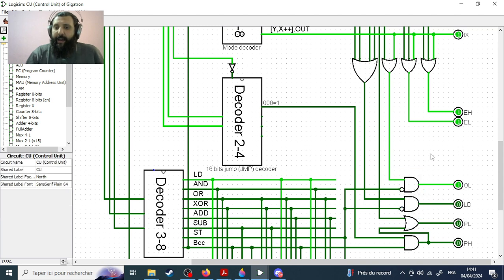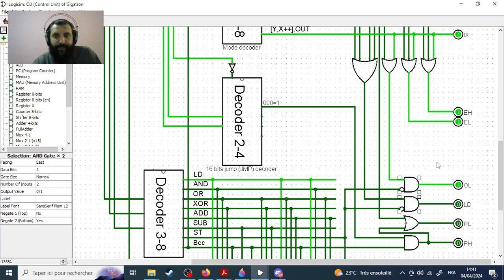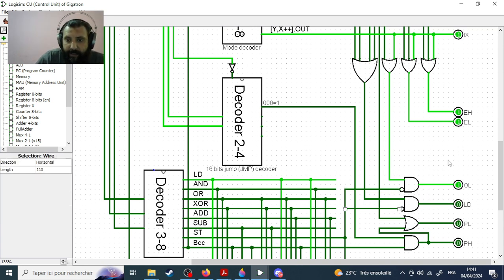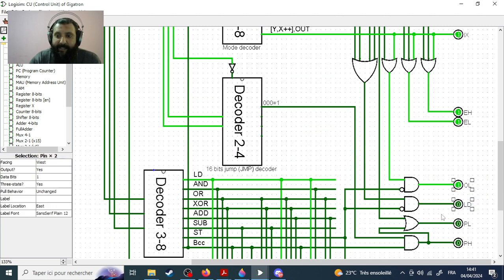By the way, those two ANDs are what we call an enable AND. What does an enable AND mean? An enable AND is an AND gate that enables an output to activate or not. It is like an activator. The enable signal is here. Sometimes, even if we are in the right addressing mode, we should not let the signal activate. We will see that later.